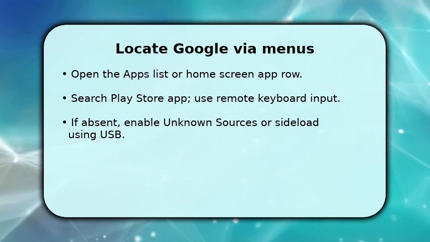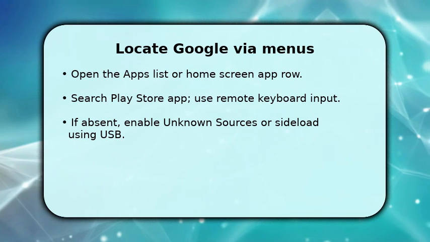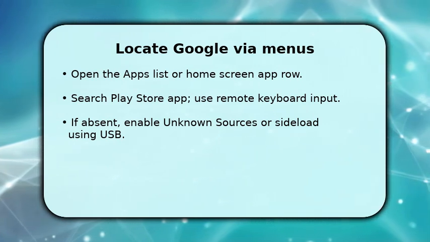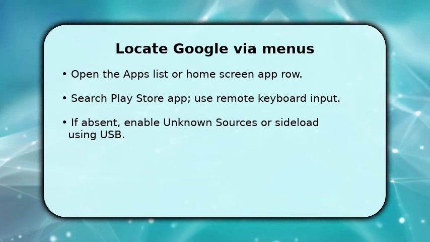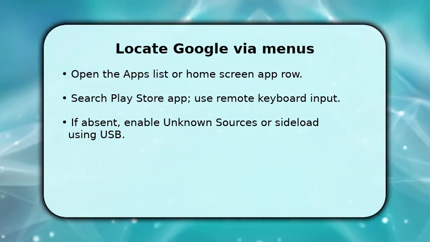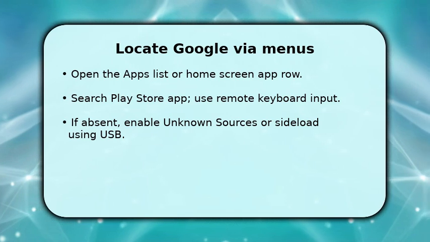If Play Store is missing, inspect system security to enable app installation or prepare a USB with the Google APK. Sideloading is a fallback when the device firmware omits Play Store. Take care. Sideloading requires unknown sources and the correct APK architecture.